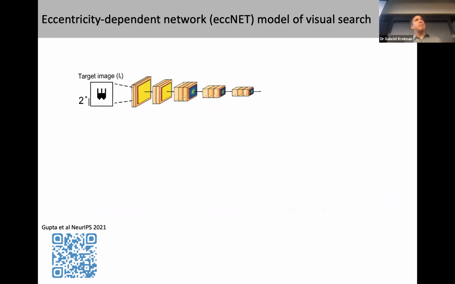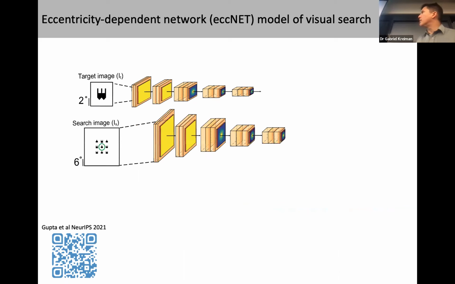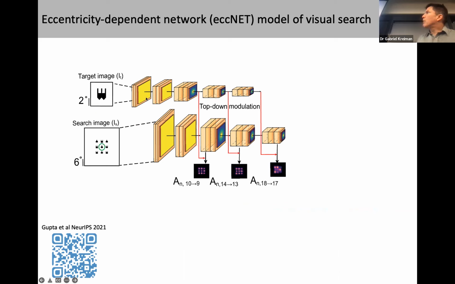Okay, so now we are going to re-implement the same kind of models that I showed you earlier with this type of eccentricity dependent sampling. We have a target image that goes through the model. In each layer, there's this eccentricity dependent sampling. In particular, in this case, we start with uniform sampling, and we have eccentricity dependent sampling only in the last 3 layers. Then we have a search image.